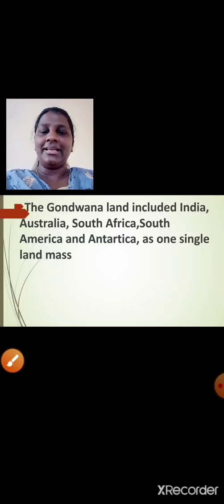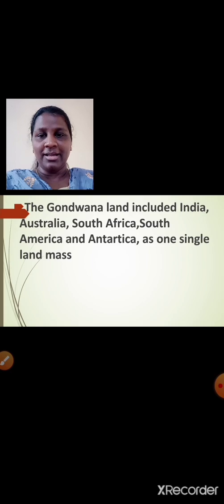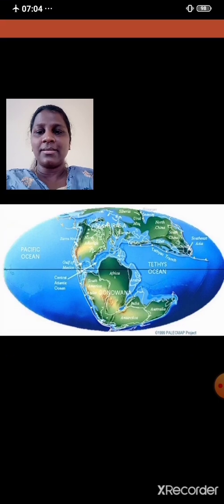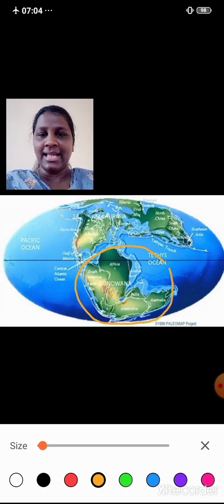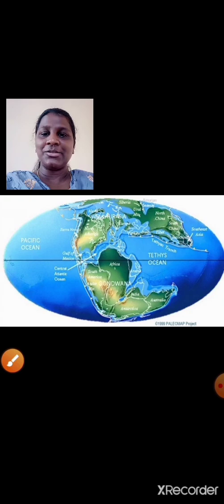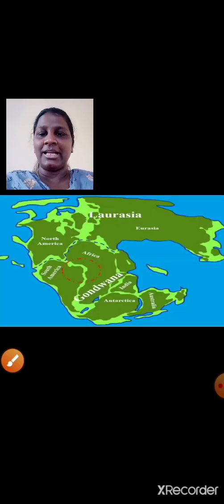The Gondwana land included India, Australia, South Africa, South America and Antarctica as one single landmass. If you see over here, students, Gondwana is a single landmass, isn't it? We have Africa, Australia, Antarctica, India and South America. So Gondwana comprises India, Australia, Antarctica, South America and Africa. Did you understand, students?